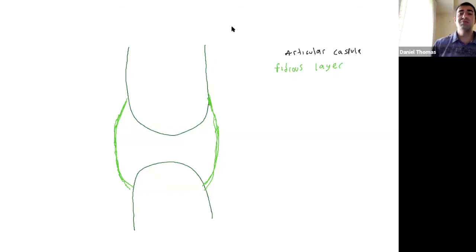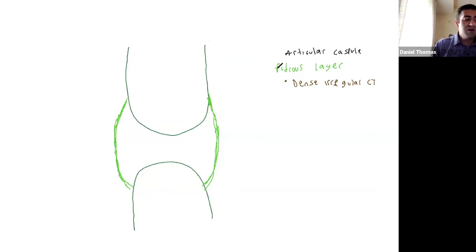Fibrous layer is made up of dense, irregular connective tissue, dense, irregular CT, and it does not have incredible regenerative capability because it has poor blood supply.